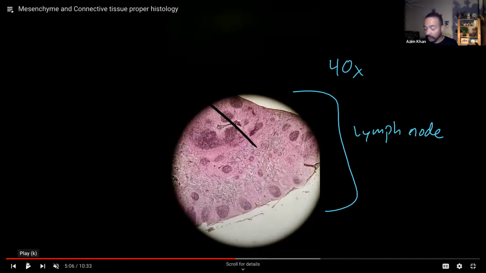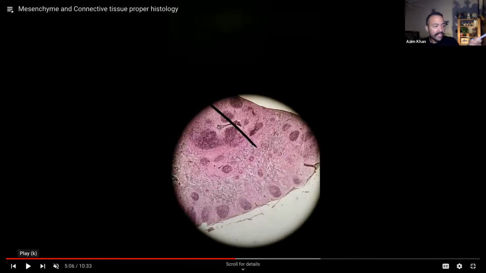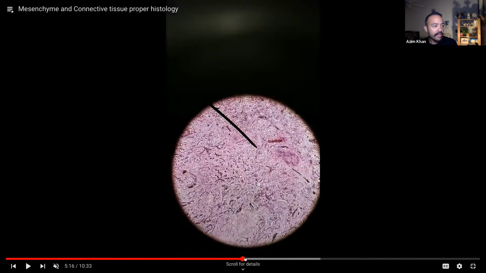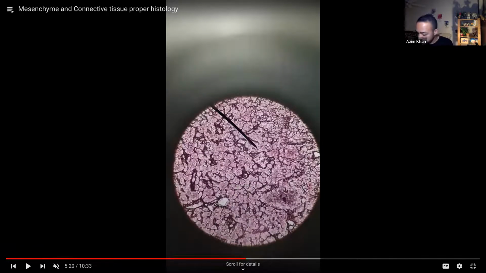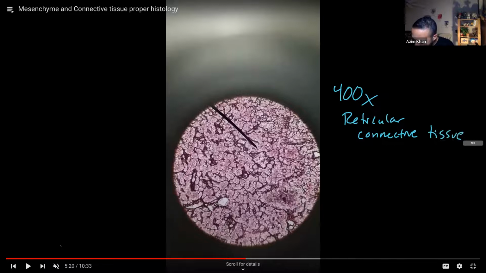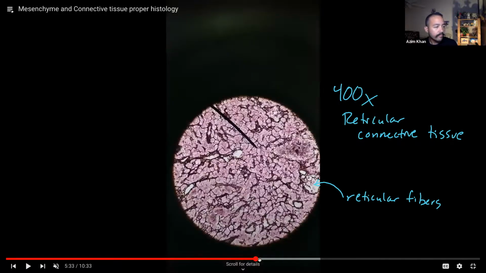This lymph node has been stained for reticular fibers. I'm going to get closer. You can see the dark fibers, though, all this dark stuff going on back over here. Not these circles, but these dark branchy things. This is 40X. Here is 400X. The dark branchy fibers are reticular fibers.